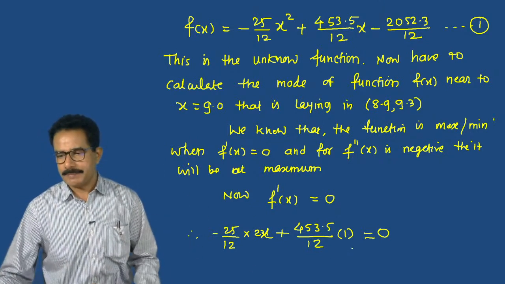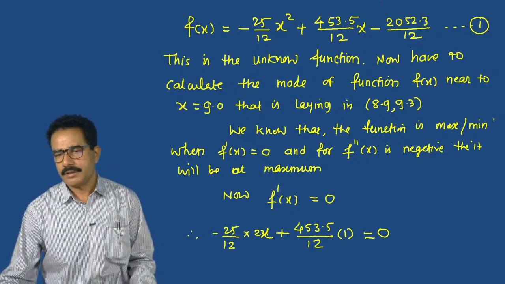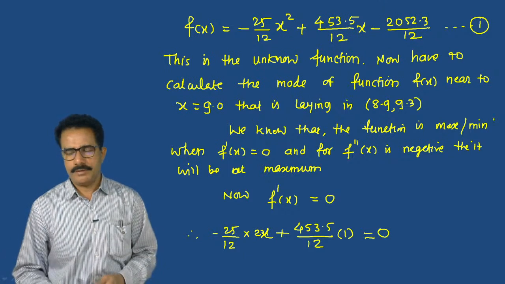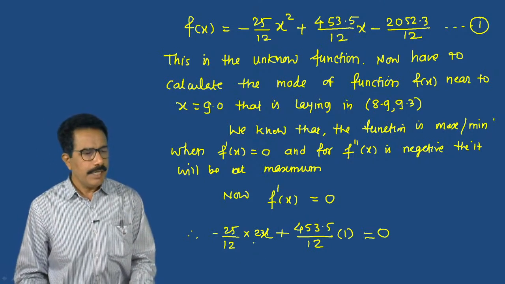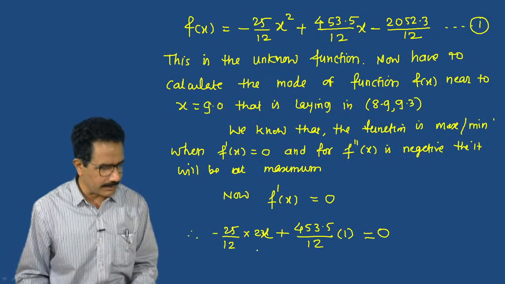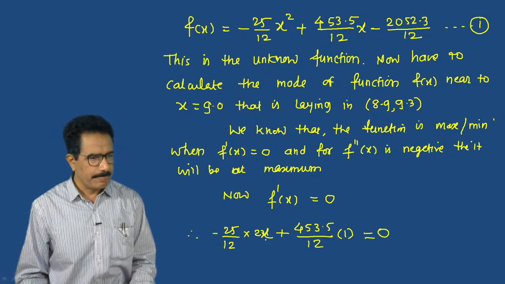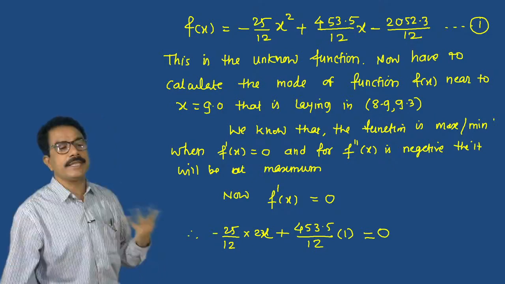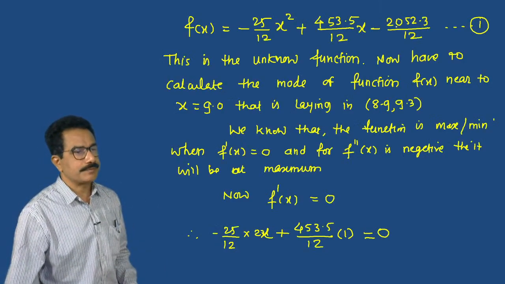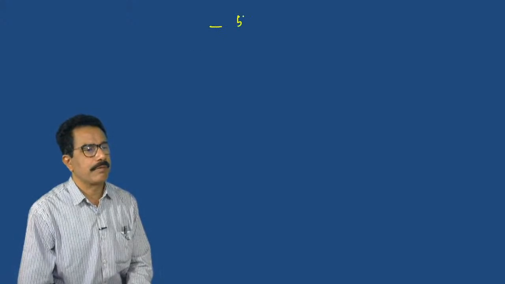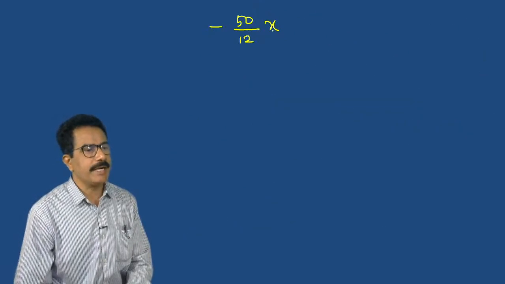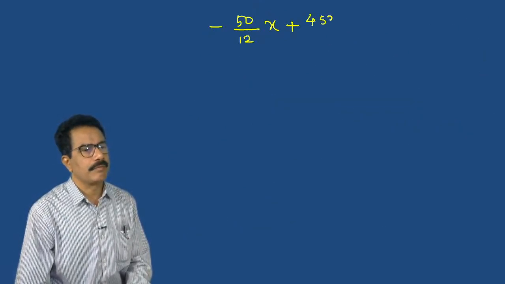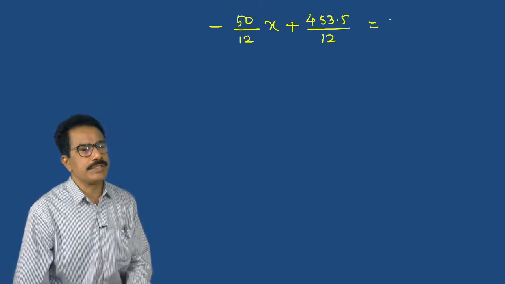Now we can take the common. The x remained. Okay, fine, so we shall write this. Now solve this. While calculating, 50 comes, and its derivative is 0. So the value will be 50 minus 50x minus 50 divided by 12 into x plus 453.5 divided by 12, which is equal to 0.